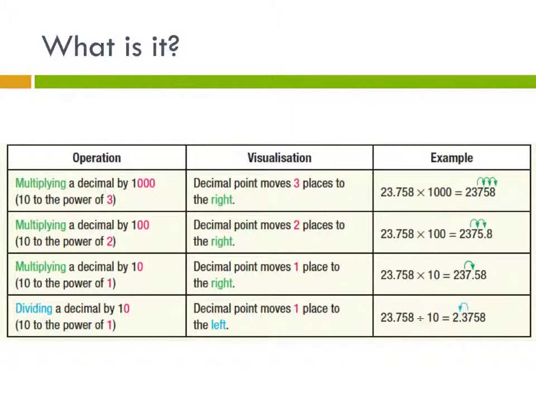I need you to draw this table down. Multiplying a decimal by 100 moves it 2 places to the right. Multiplying it by 10 moves it 1 place to the right. And as we established, that must also mean that if we multiply it by 1,000, that's 3 places. You'll notice that the number of zeros on the end of my power of 10 number correlates to the number of places that I move it. 1 zero, I move it once. 2 zeros, twice. 3 zeros, 3 times.